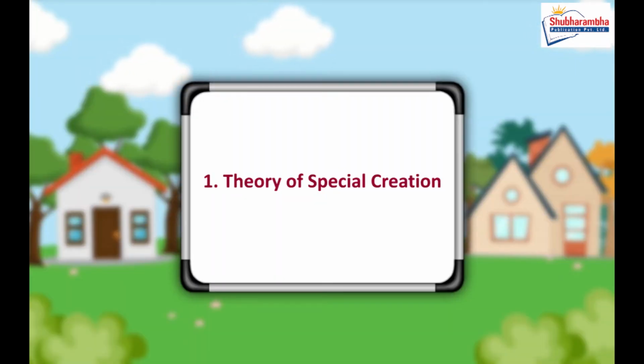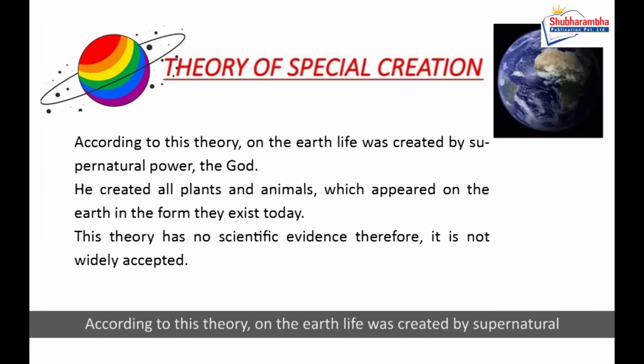1. Theory of special creation. According to this theory, on the earth life was created by a supernatural power, God. He created all plants and animals, which appeared on the earth in the form they exist today. This theory has no scientific evidence, therefore, it is not widely accepted.